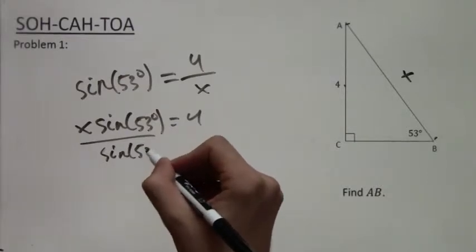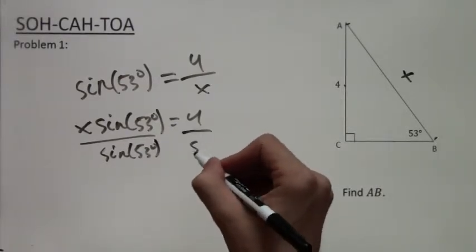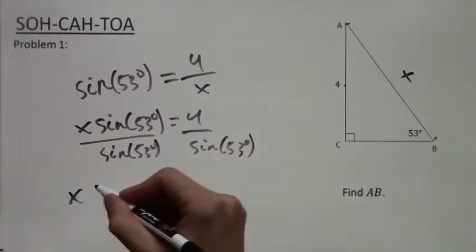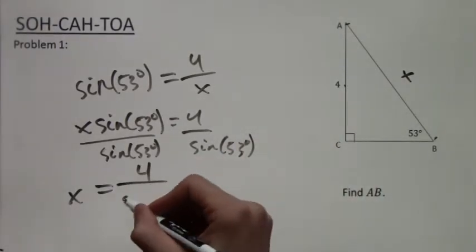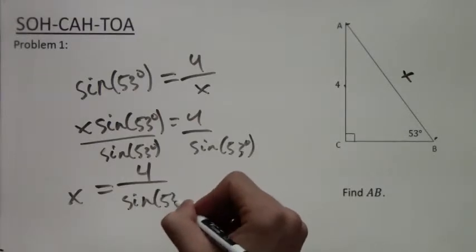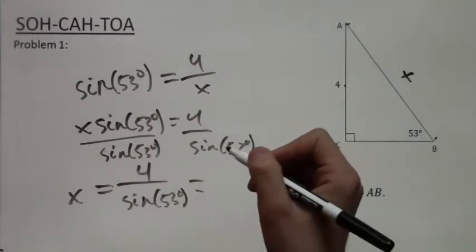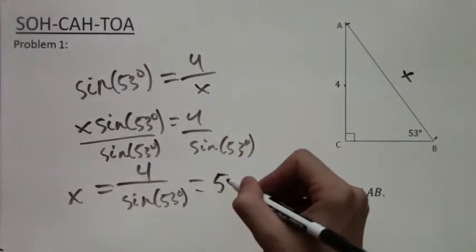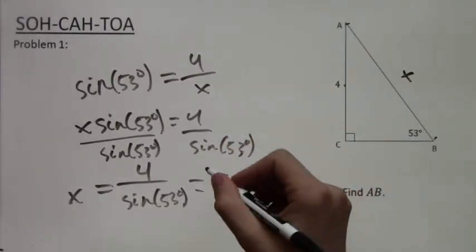Divide by sine of 53 degrees on both sides. On the left it'll cancel out, and we just get x equals 4 over sine of 53 degrees. This is something we can plug into our calculator, because sine is a special button on the calculator. And we get 5.01.